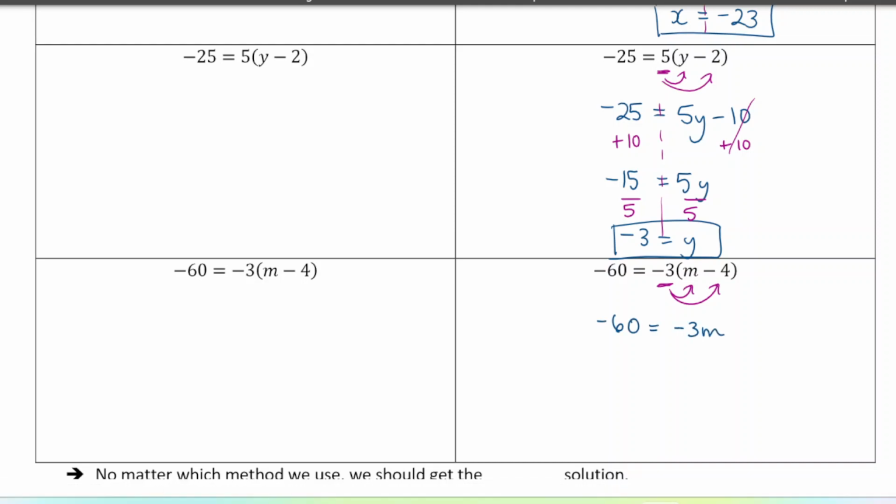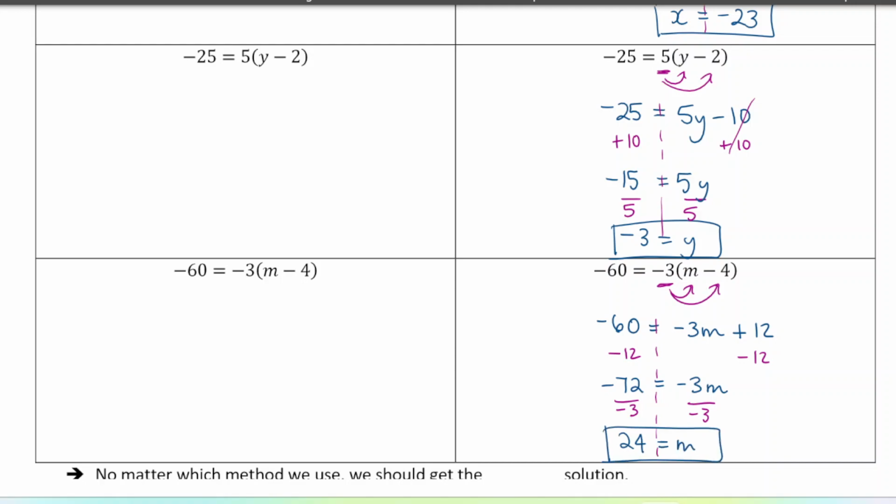So we'd have -3m. -3 times -4 is +12. And then we're going to solve using opposite operations. So first thing we'll do is subtract 12. We have -72 equals -3m. And the -3 is multiplying with the m, so we want to do the opposite, which is divided by -3. And we'll end up with 24 equals m.